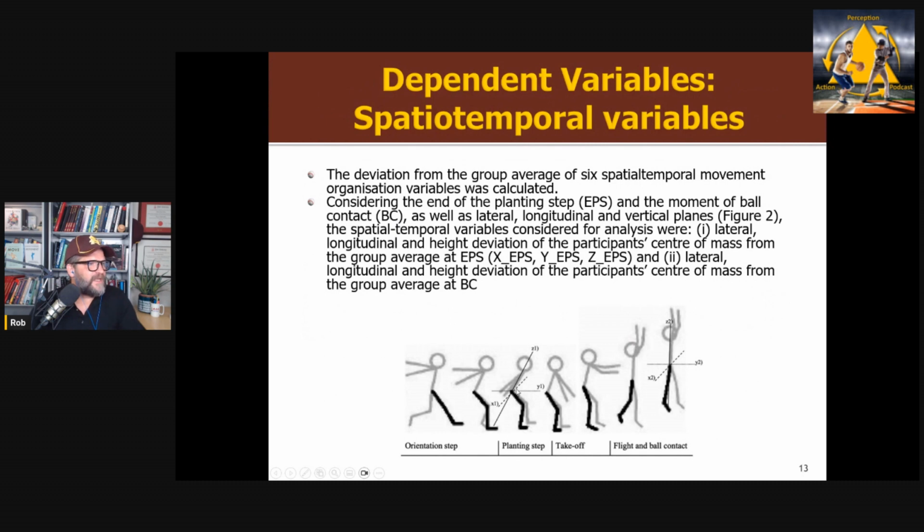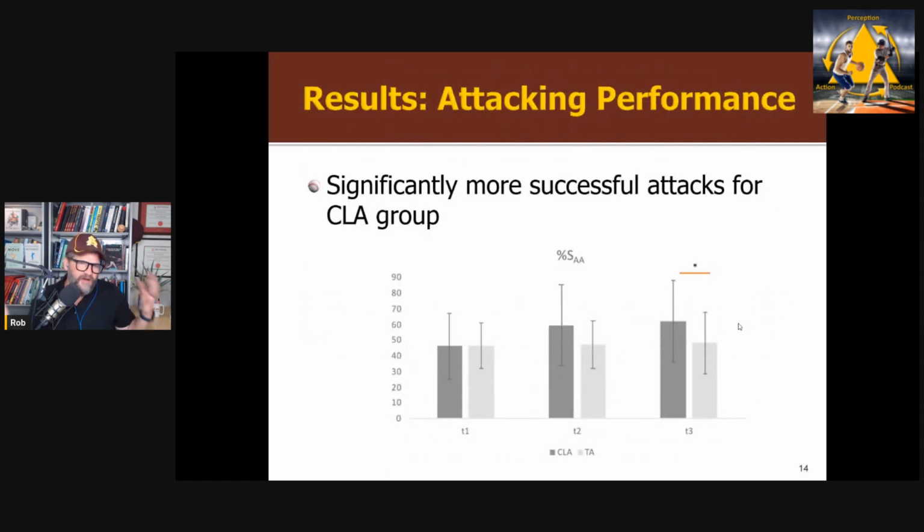What was the lateral and longitudinal deviation of the participant's center of mass? Okay, then they looked at the jump. So they're looking at some of these variables, and they tried a lot of them in a multiple regression and looked at these things. Okay. So overall, what did they find?